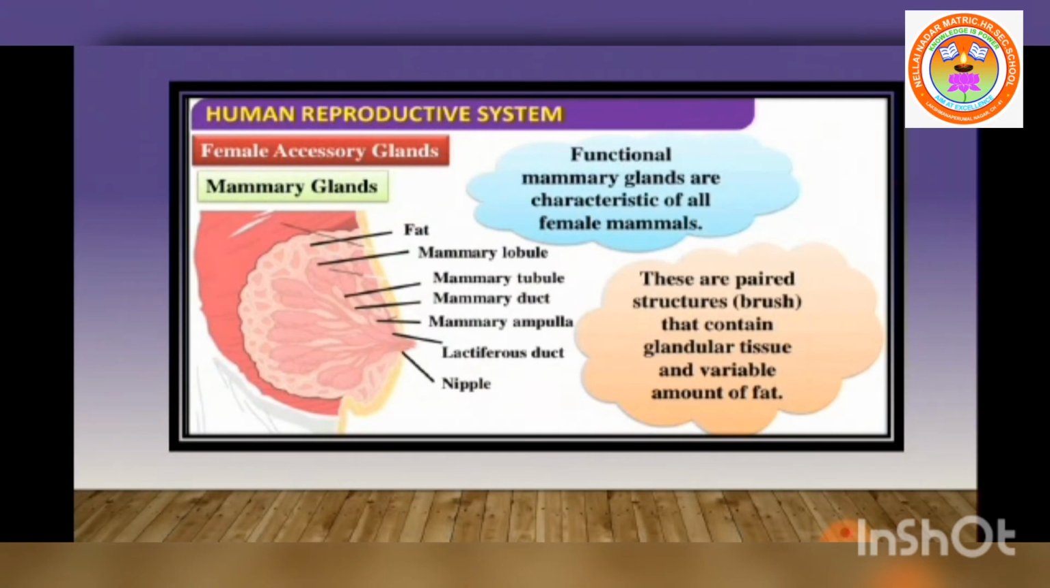Mammary glands. Mammary glands are modified sweat glands present in both sexes. They are rudimentary in the males and functional in the females. A pair of mammary glands is located in the thoracic region. Functional mammary glands are characteristic of all female mammals. These are paired structures that contain glandular tissue and a variable amount of fat.